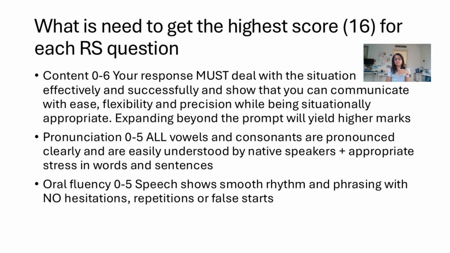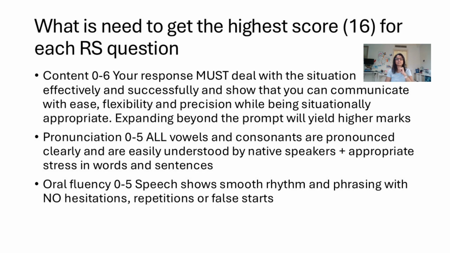5 and 5 for each of those things. Pronunciation. All vowels and consonants must be pronounced clearly and are easily understood by native speakers. Okay? Appropriate stress in words and sentences. This one, okay, different cultures, different stress. But in general, don't worry too much about this. As long as the AI can hear every consonant and every vowel and understands every word, you're good to go.